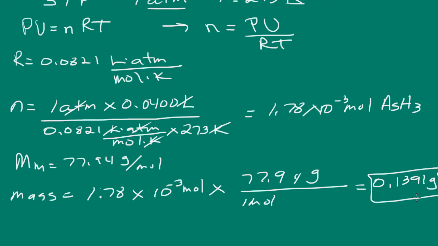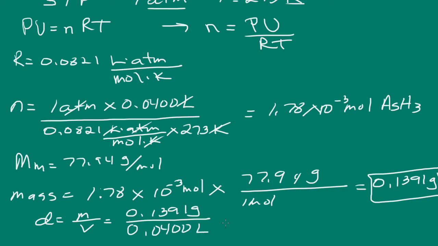Well, we have the mass and we have the volume, and density, of course, is mass over volume. So we have 0.1391 grams. We divide that by the volume of 0.04 liters, and that is going to give us 3.48 grams per liter.